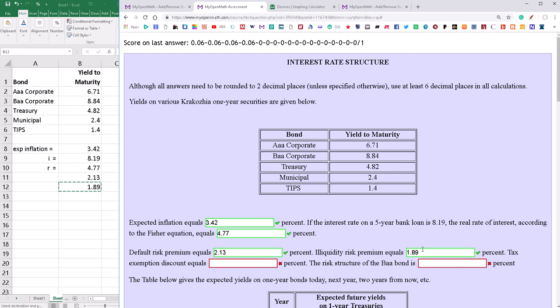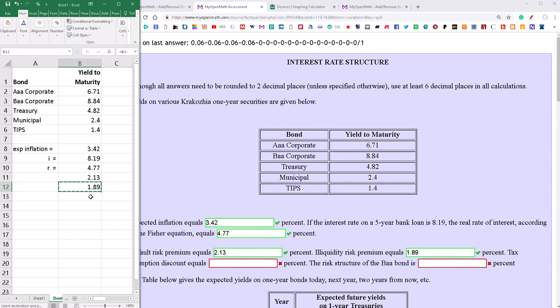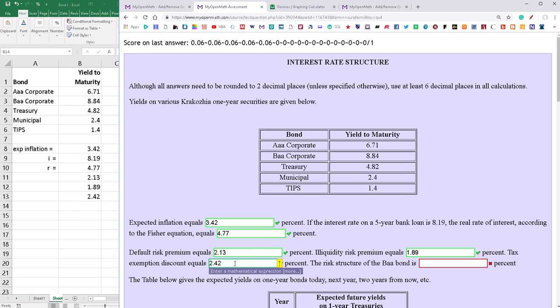Okay, the tax exemption discount is the difference between the municipal and the Treasury. In this case, 2.42%.